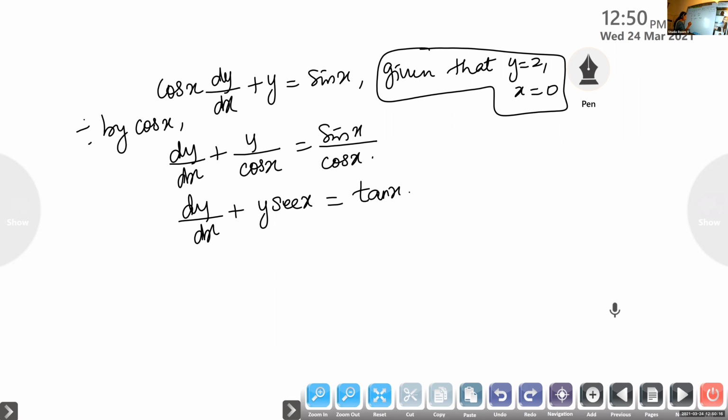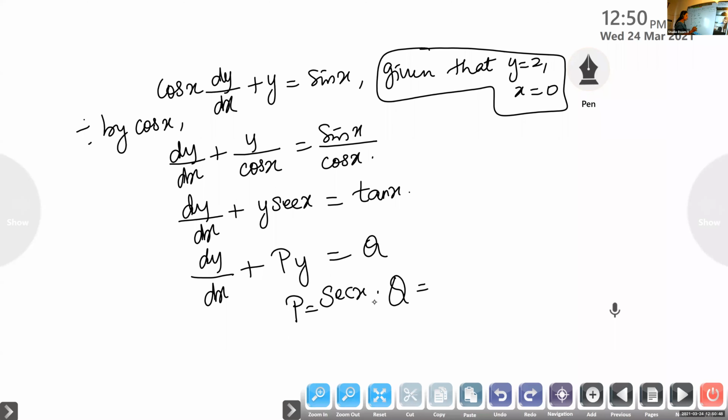Okay, so here compare it with the general form dy by dx plus py is equal to q. Compare it and write down what is the value of p and what is the value of q. Dy by dx plus py is equal to q, isn't it? What is the value of p? P is sec x. And what is q? Q is tan x. P is sec x and q is tan x.